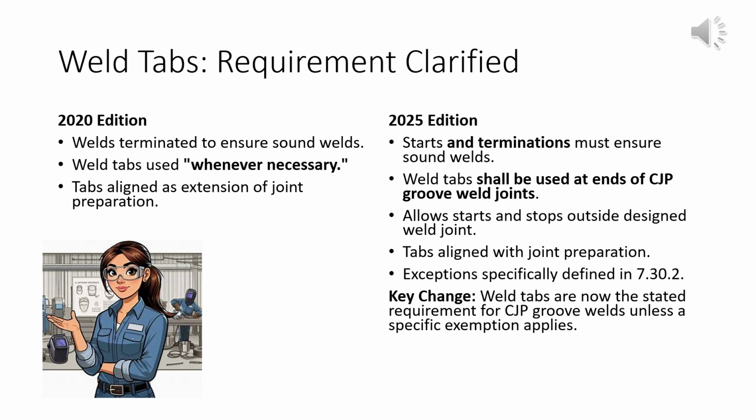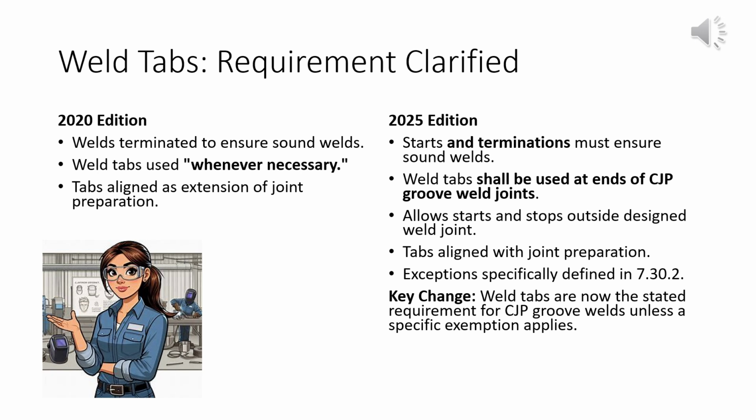The 2025 language is much more direct. Welds have to be both started and terminated in a manner that ensures sound welds, and weld tabs are required at the ends of CJP groove weld joints, unless one of the specific exemptions in Section 7.3.2 applies. The purpose is straightforward. The tab extends the joint preparation and allows the start and termination of the weld to occur outside the designed weld joint.